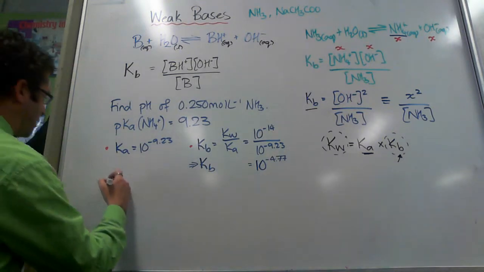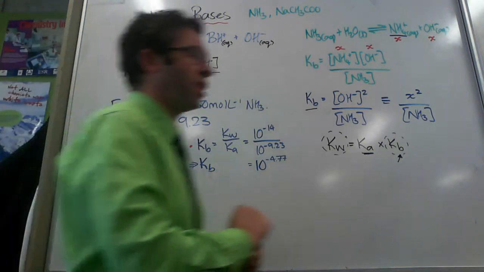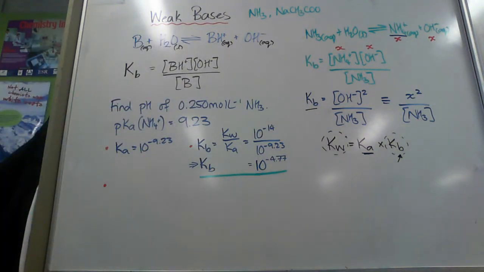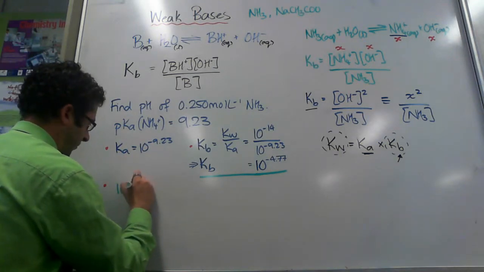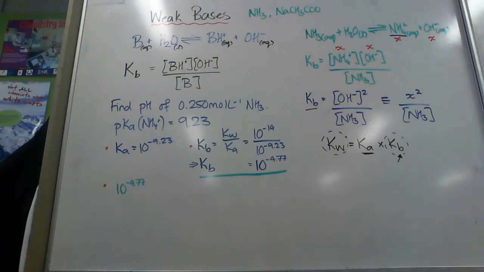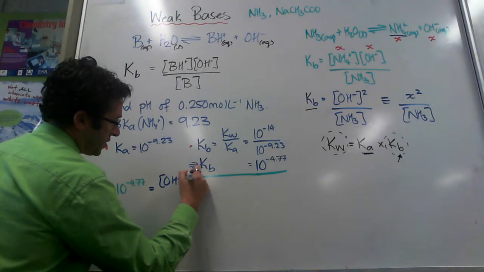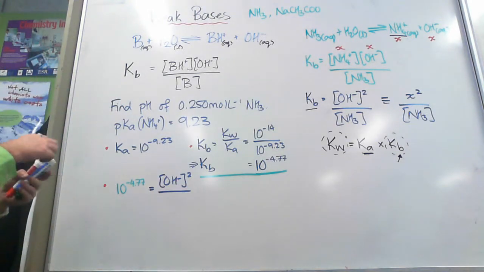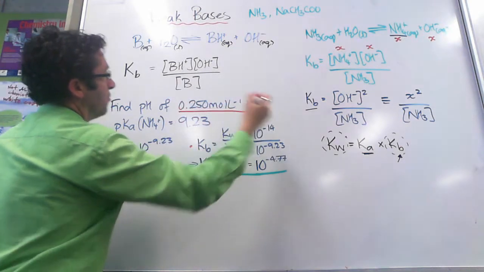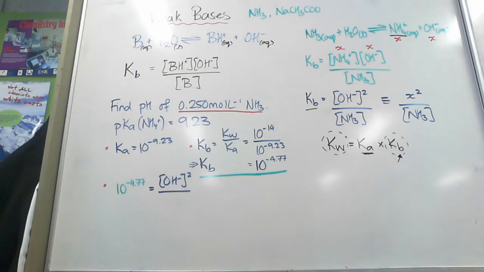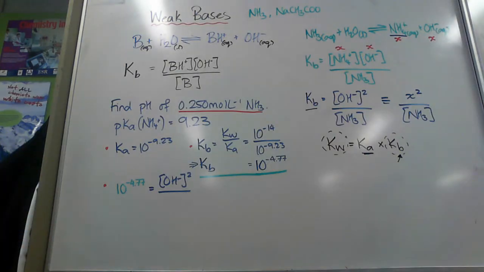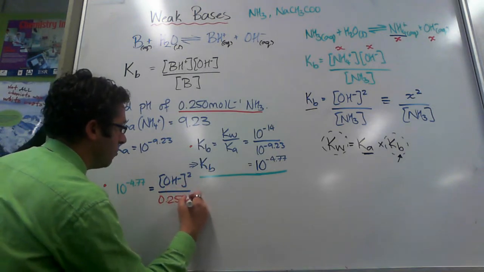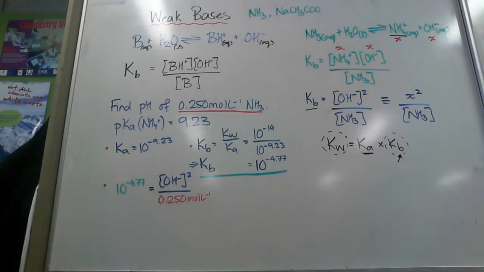Okay, so my next step is to start substituting some numbers in. So bear with me while I use some colours here because it might make it easier to follow later. I've got this one here, 10 to the negative 4.77, so I'll do that in green. That's my Kb, equals my OH minus ion squared, as per up here, over, in the question it said we have got 0.250 moles per litre of ammonia. Because it's a weak base, we assume it hardly dissociates at all. So we keep that number in there. So this will be 0.250 moles per litre.